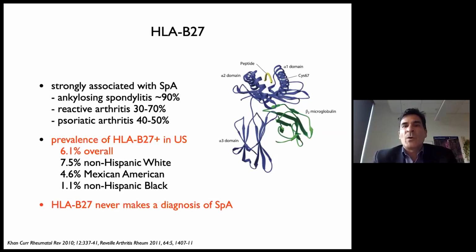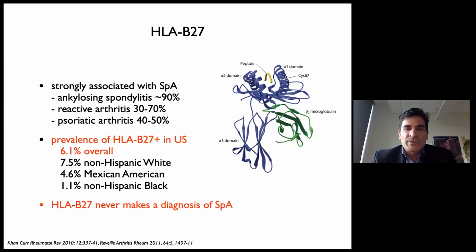HLA-B27 was one of the options in the question. And it was not the correct answer for this patient, but it does play an important role in the diagnosis of patients, in particular with axial spondyloarthritis.